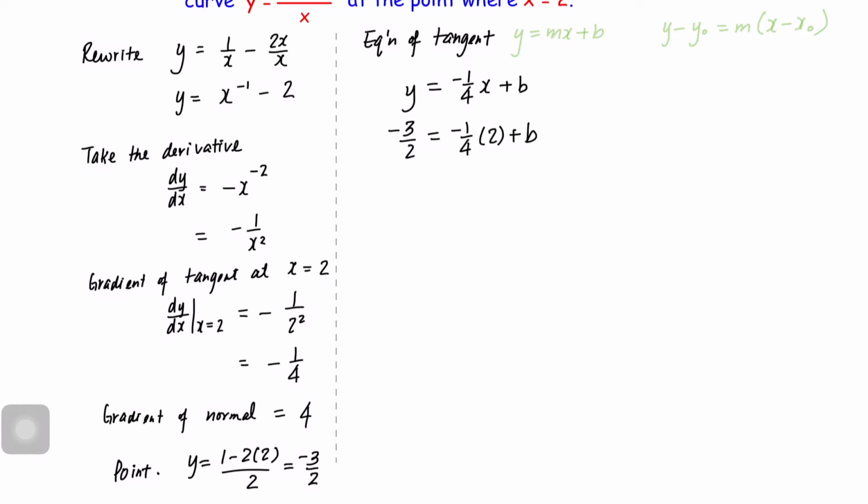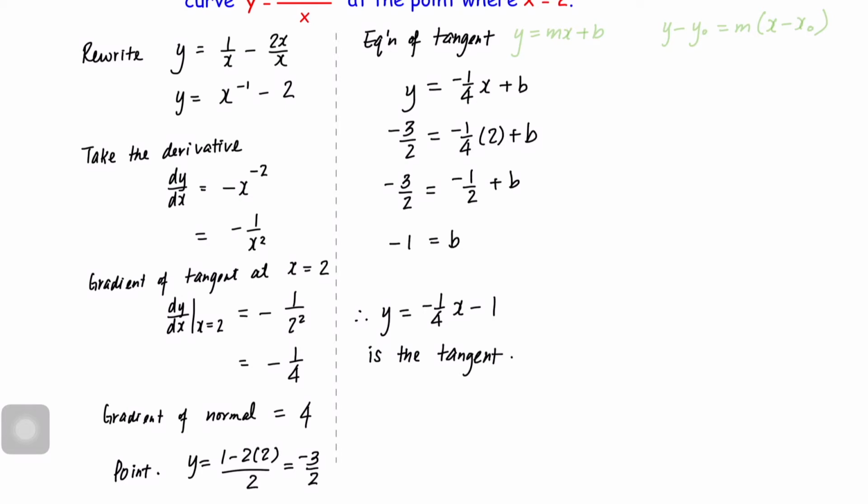And then let's simplify this to find the b value of the y-intercept. So negative 1 over 2, negative 3 plus 1 is negative 2 over 2, so negative 1. b is negative 1, and therefore y equals negative 1 over 4 x minus 1 is the tangent.